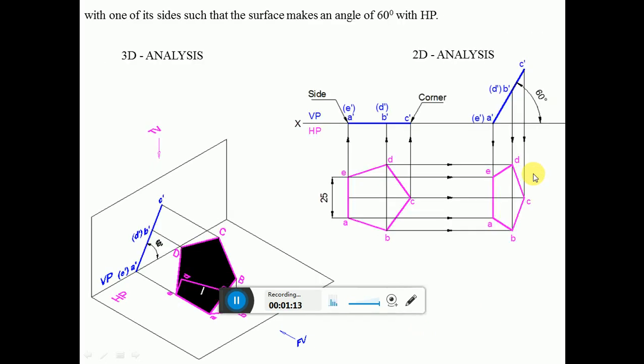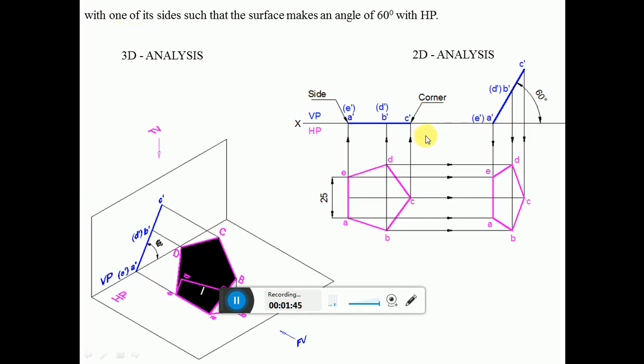Then with one of its sides such that the surface makes an angle of 60 degrees with HP. So he has given the surface inclination with respect to HP. So once the surface is inclined to HP, still that surface is perpendicular to VP. So you can see there is a line here. Because this surface is perpendicular to VP, obviously you get a line. So here the surface inclination has been given such that one of the sides is resting on HP, which is AE. So how to transfer this?